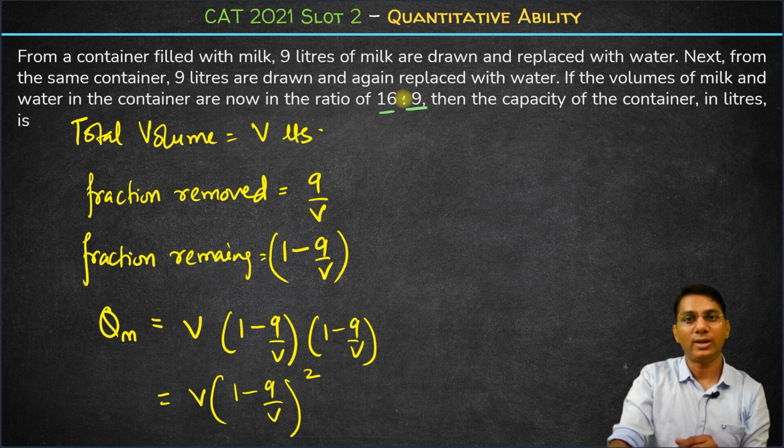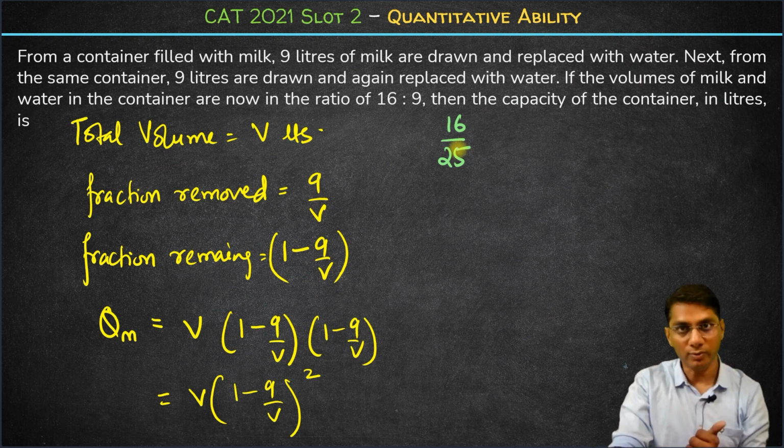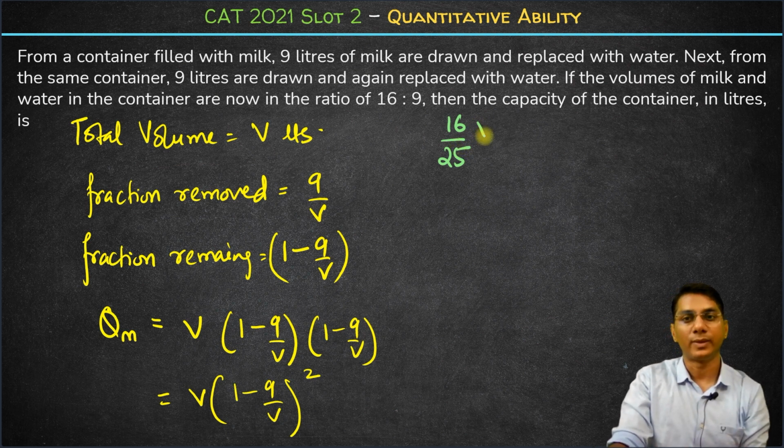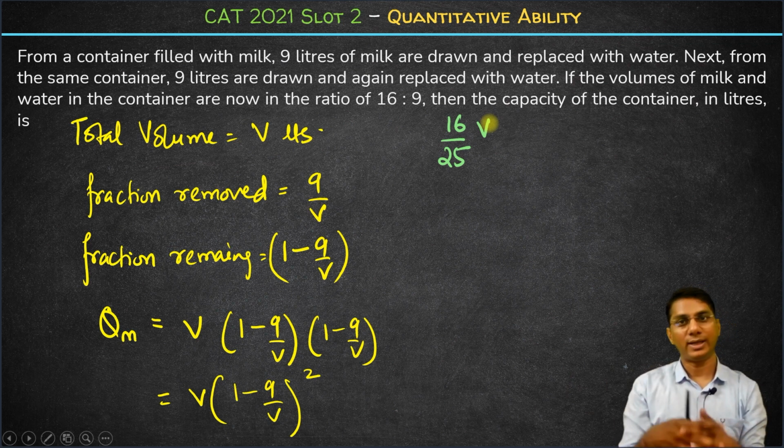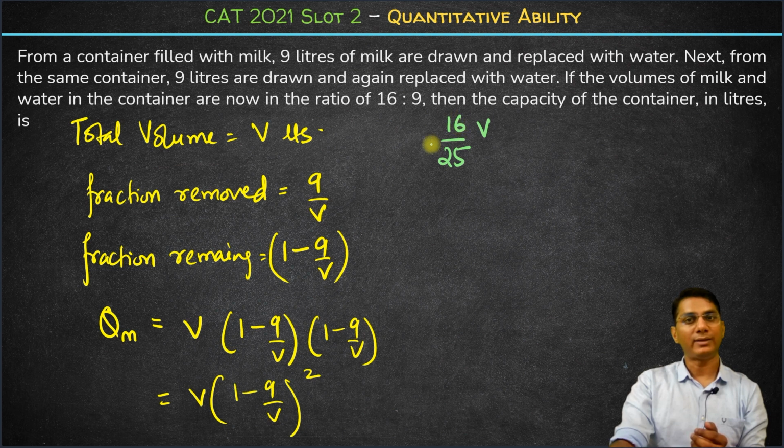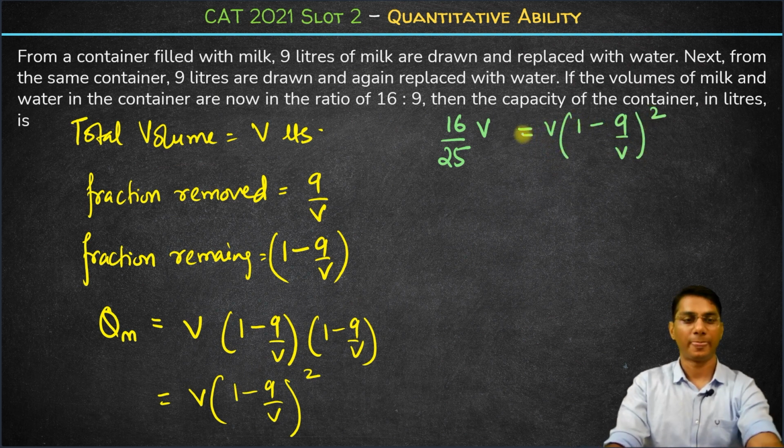Finally, milk and water are in the ratio of 16:9. So milk is basically 16 parts out of 25 parts of the total volume, and the total volume is V. Whatever is being removed is getting replaced, so the total volume of the container remains the same. So the quantity of milk will be 16 parts out of 25 times V. This is the final quantity of milk, which is equal to the initial quantity into (1 minus 9 by V) raised to the power 2.